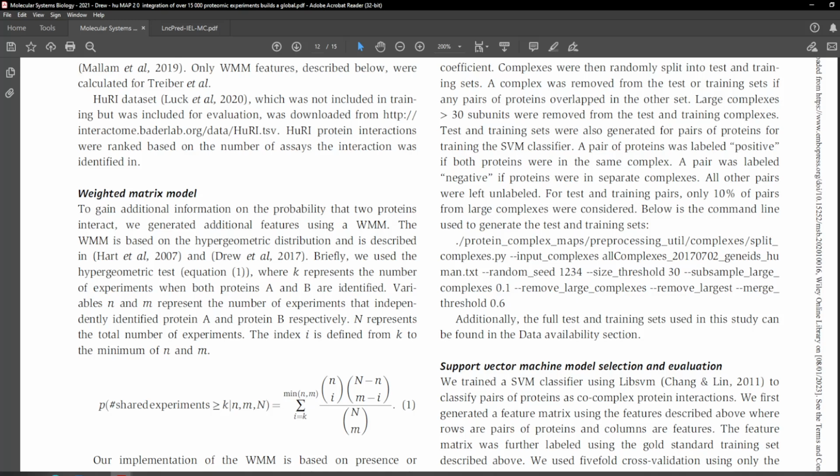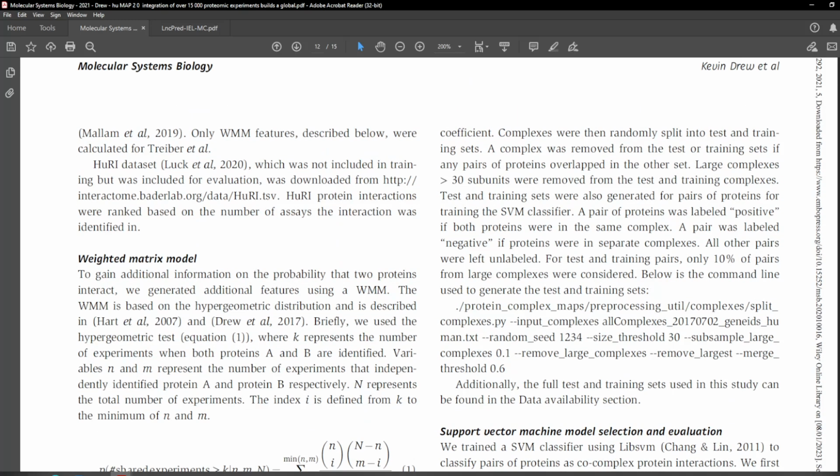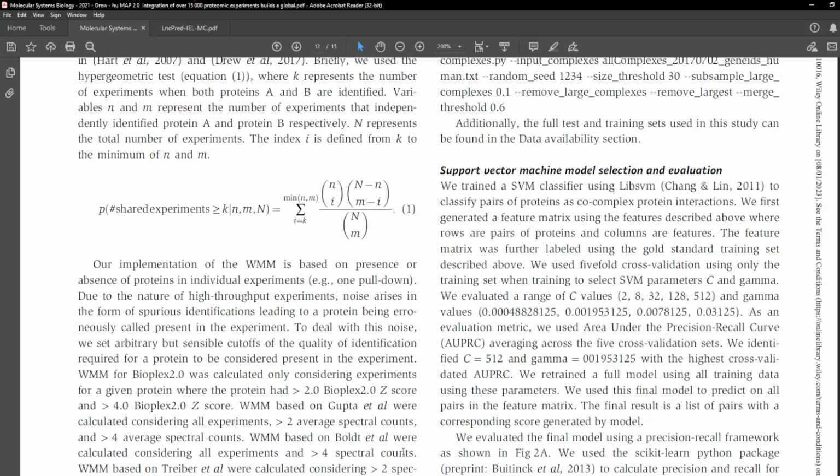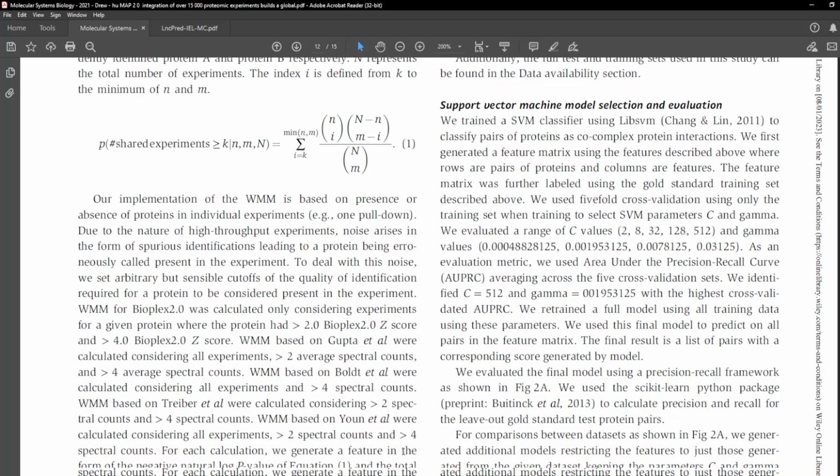We evaluated a range of C values, 2, 8, 32, 128, 512, and gamma values, 0.000488281225, 0.001953125, 0.0078125, 0.03125. As an evaluation metric, we used area under the precision recall curve, AUPRC, averaging across the 5 cross-validation sets.